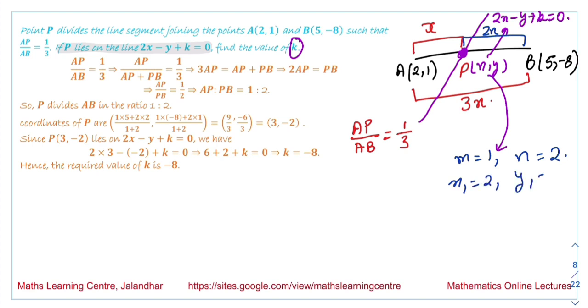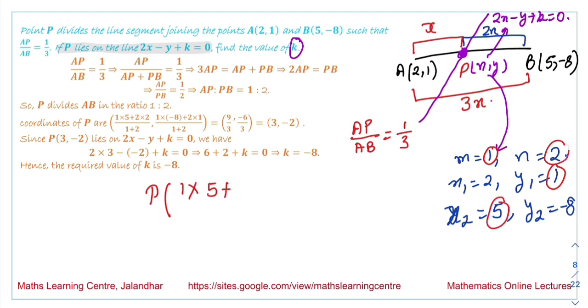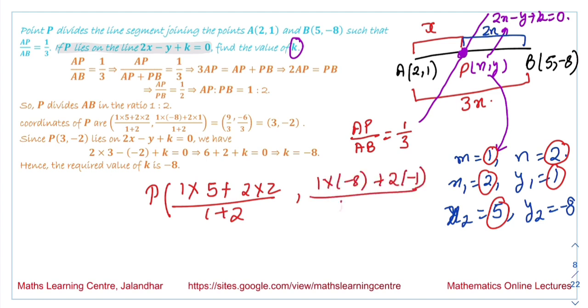x1 is 2, y1 is 1, x2 is 5 and y2 is minus 8. These values we have. So the coordinates of the point P will be 1 into 5 plus 2 into 2 over 1 plus 2, where m into x2 plus n into x1 over m plus n, and next 1 into minus 8 plus 2 into 1 over 1 plus 2. So the coordinates of the point P we will get are 3 comma minus 2.